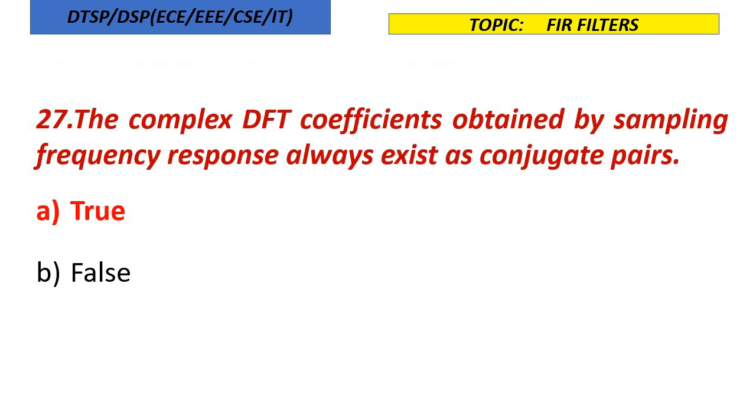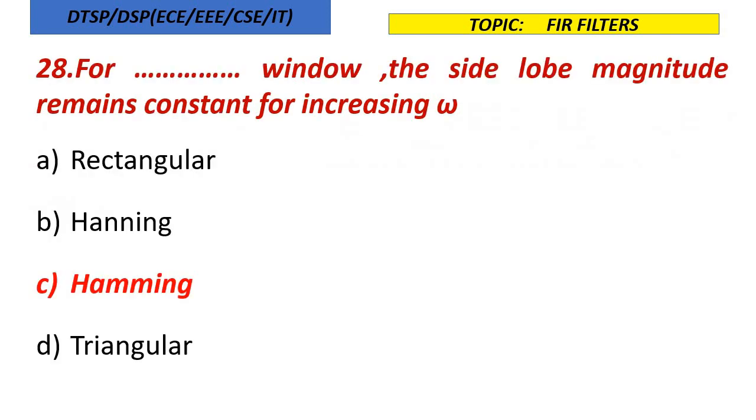The complex DFT coefficients obtained by sampling frequency response always exist as conjugate pairs. True or false? Yes, it is true. When DFT coefficients are obtained, the coefficients will appear in complex conjugate pairs. For example, if one of the coefficients is 2 plus j5, surely there will be 2 minus j5 as a complex conjugate pair in the DFT coefficients.